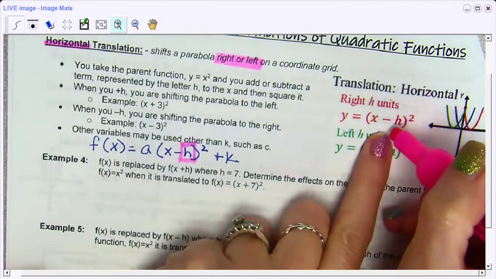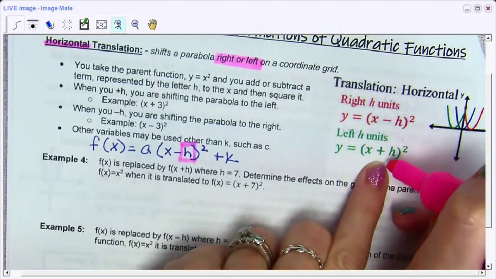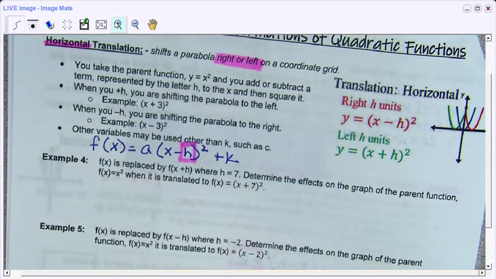When you're subtracting h, it's going to move to the right. And when you're adding h, it's going to move to the left. Now, a lot of times we look at this differently. We look at it as if it's negative, it's going to go to the left because that's where our negative numbers are. And when it's positive, we're going to go to the right because that's where our positive numbers are.